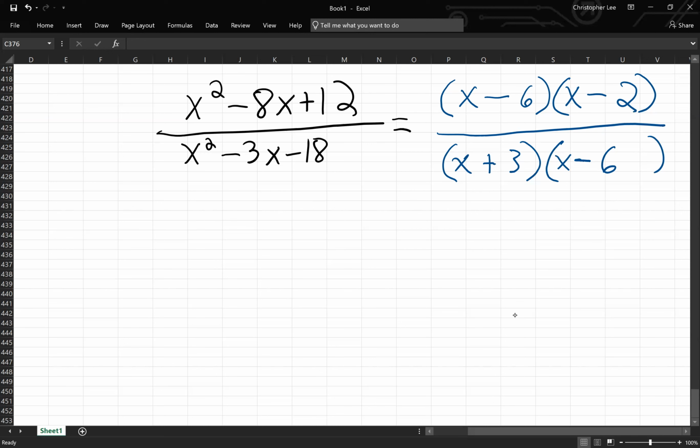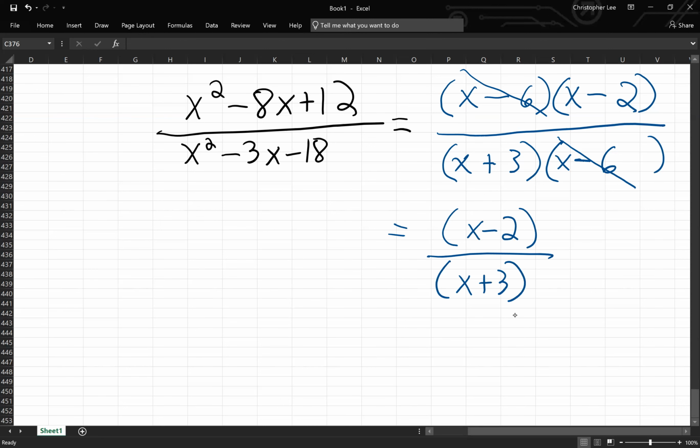At this point now, I want to cross out the like terms. What are my like terms here? x minus 6 and x minus 6. So what am I left with? I have open parenthesis over x plus 3. All right, so that's my answer.